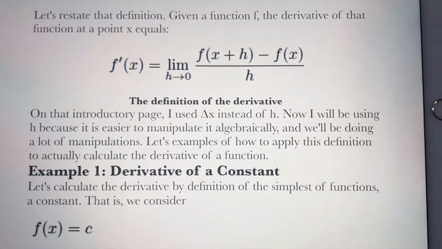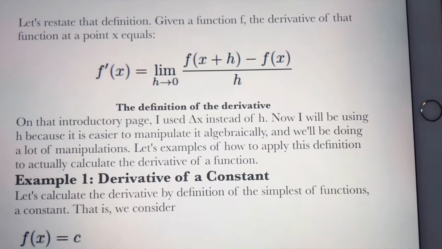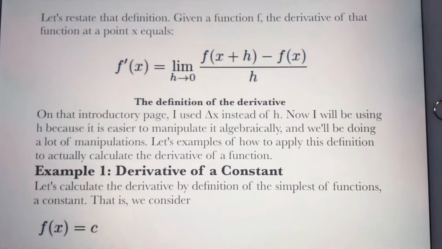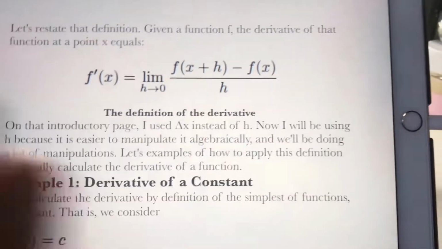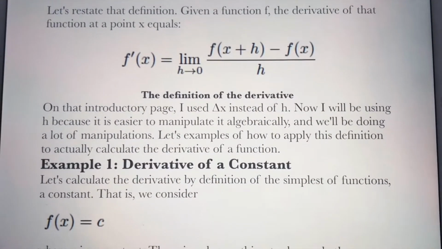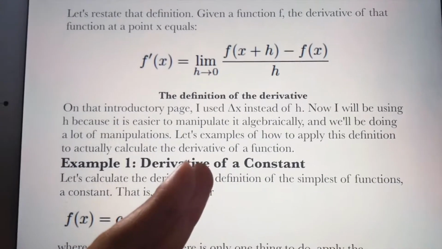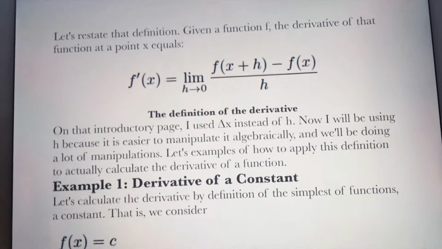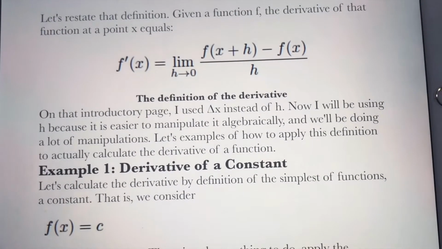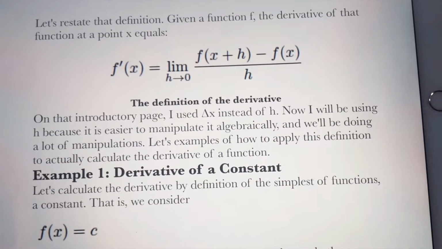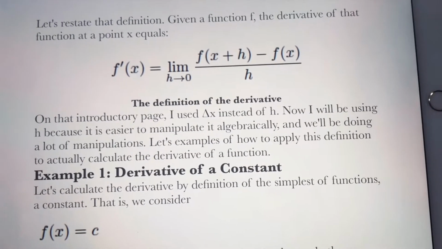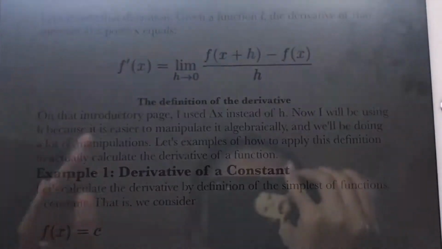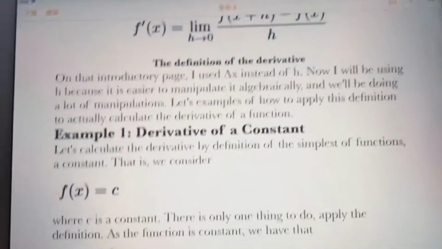Let's restate the definition. Given a function f, the derivative of that function at a point x will be equal to this function. And listen up, everybody should really remember this equation because it is just like an equation model, and it can be used for any of the problems you will need to solve in this chapter. And let's solve the first example.